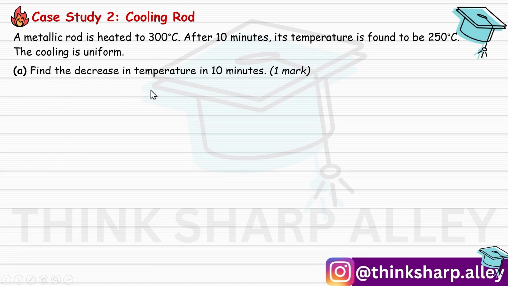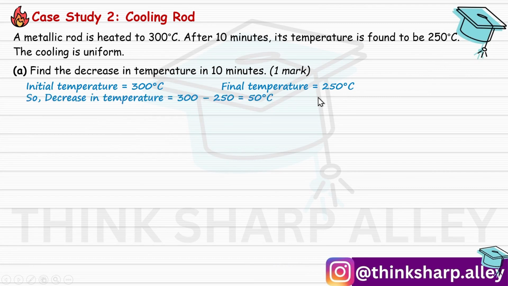So first we have been asked to find the decrease in temperature. So temperature has decreased from 300 to 250. So I'll simply subtract these two. So initial temperature is 300, final temperature is 250. So decrease in temperature is 300 minus 250, which is equal to 50 degrees Celsius. So in the next question, we have been asked to find the rate of cooling per minute. That is the rate we were not given in this question, unlike the first question.